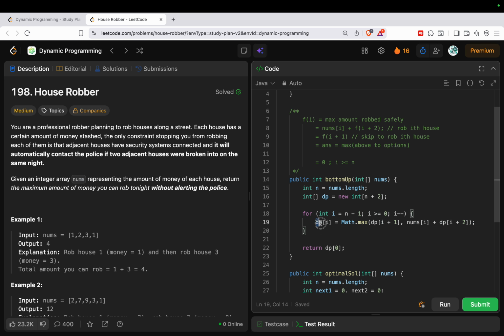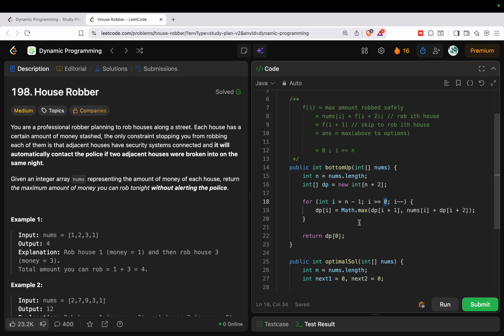So we will be also filling our dp array in the same fashion. I will be filling dp of I with max of dp of I plus 1 comma nums of I plus dp of I plus 2. This is basically skipping the ith house, and this is basically robbing the ith house. I will be doing this from n minus 1 all the way to 0, and my answer will be lying in dp of 0. If you submit this, all the test cases will be passed.